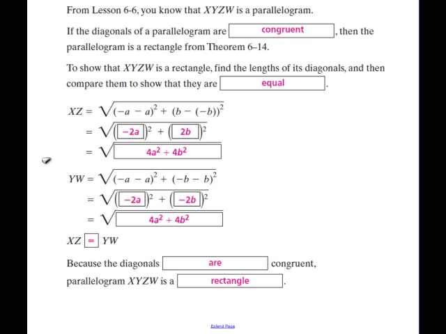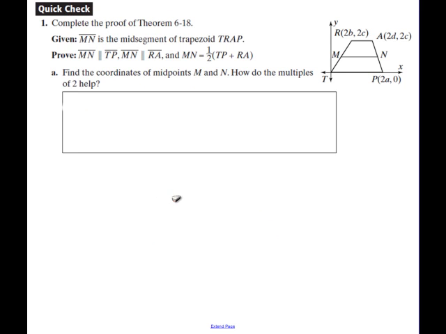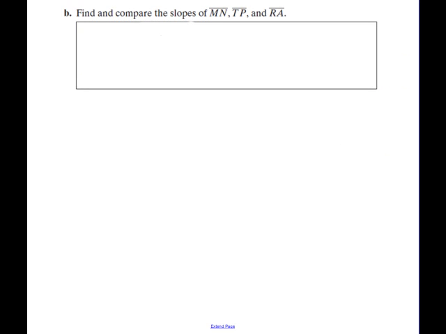Alright, so that just leaves us with the quick check. And the quick check looks kind of long, but really it's not too bad. Take it bit by bit, and especially since this was a shorter lesson, you should have a little more time to spend on the quick check. So go ahead. First it asks you to find the coordinates of midpoints M and N. How do the multiples of 2 help? So again, think about if you're finding the midpoint between something with a 0 and something that is 2 of something, you're finding the middle of that. So you can talk about the multiples of 2 helping.